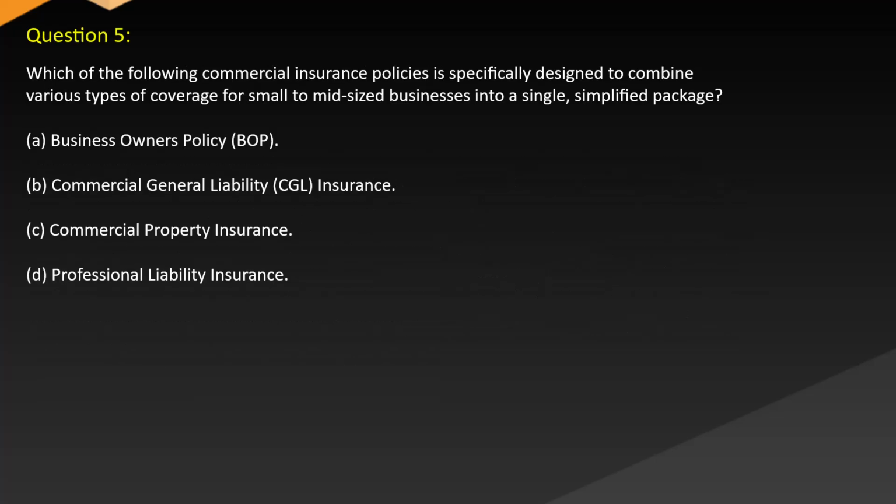Question 5. Which of the following commercial insurance policies is specifically designed to combine various types of coverage for small to mid-sized businesses into a single, simplified package? A. Business Owners Policy (BOP). B. Commercial General Liability (CGL) insurance. C. Commercial Property Insurance. D. Professional Liability Insurance.